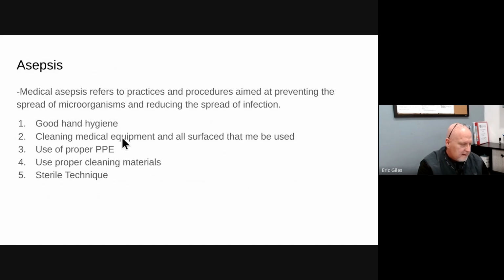All right, asepsis. Fun word. Medical asepsis refers to the practice and procedure aimed at preventing the spread of microorganisms and reducing the spread of infection. That's what we spend a lot of our day doing, cleaning up after sick people. And it's a part of our job that we need to take seriously.